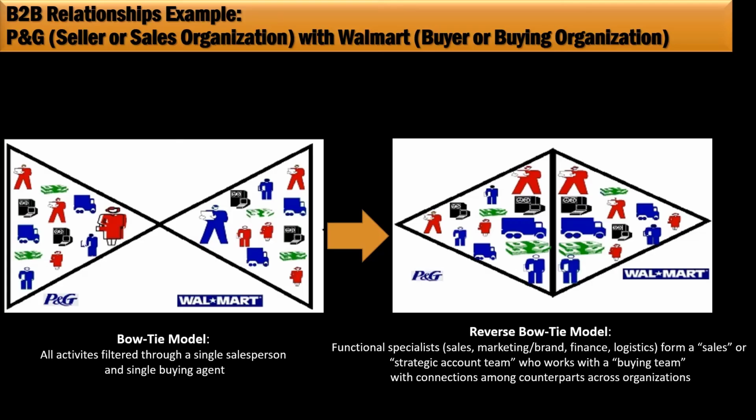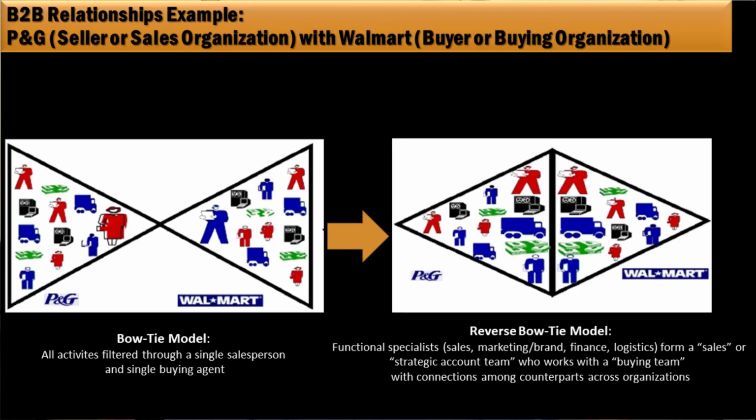It was a long time ago. The bow tie model was a long time ago, right? It was a long time ago in terms of when P&G and Walmart interacted. Through like a dyadic, everything goes through a salesperson on the P&G side, everything goes through a buyer on the Walmart side. And they adopted the bow tie model. So the bow tie or the reverse bow tie model.